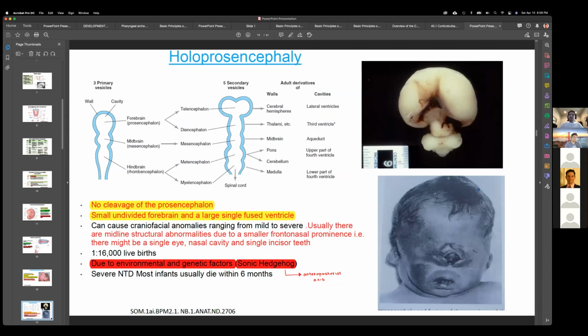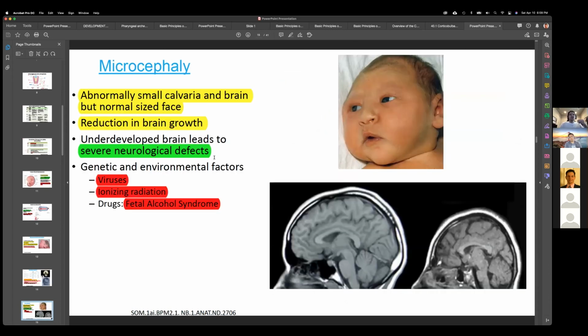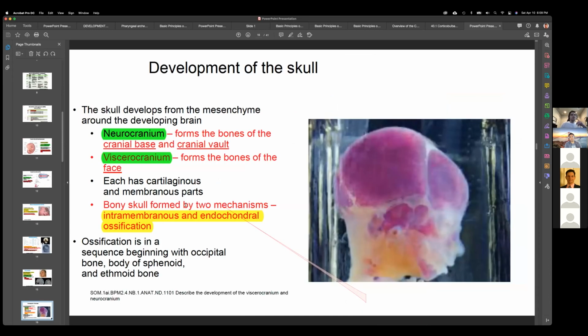Holoprosencephaly, remember we talk about the sonic hedgehog gene there. So this is something that came up in NB2 that was talked about in NB1. So if you want to consider that something that crosses over, yeah, it would be good to know. Microcephaly, what causes it? FAS would be the one definitely to know, but there are some other things. Fetal alcohol syndrome must be something for sure.